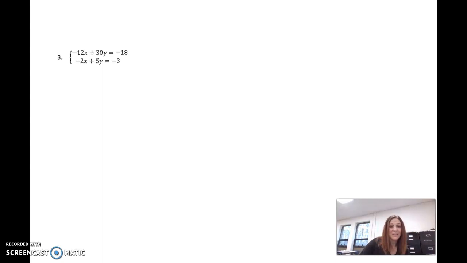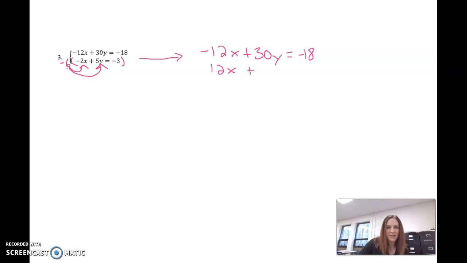Negative 12, if I could make this a positive 12. What do I multiply negative 2 by to get a positive 12? I'm sorry, negative 6, right? Negative times a negative is a positive. So my first equation is staying the same. I'm going to go negative 6 times negative 2x, which is a positive 12x, plus negative 6 times negative 5y is going to be a negative 30y, which is going to equal negative 6 times negative 3. Negative times a negative is a positive, and that'll be a positive 18.